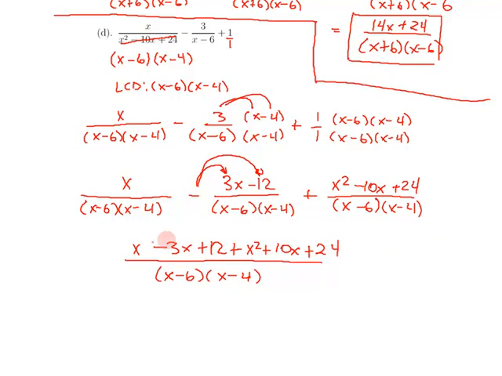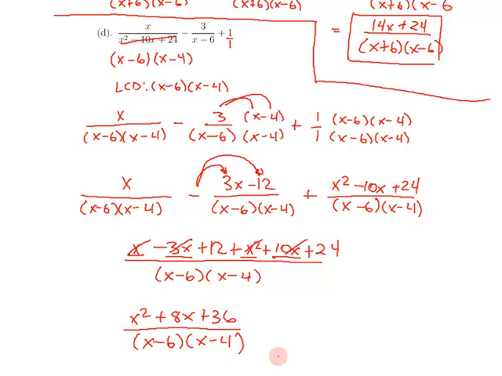All right, so let's see. We got one of the x squareds here. We got the x squared there. We've got that taken care of. What about x's? I've got an x, a minus 3x, and a plus 10x. X minus 3x is minus 2x, plus 10x is plus 8x. Got those all taken care of. 24 plus 12 is plus 36, all over x minus 6, x minus 4. I think I got something screwy here. Let me double check.